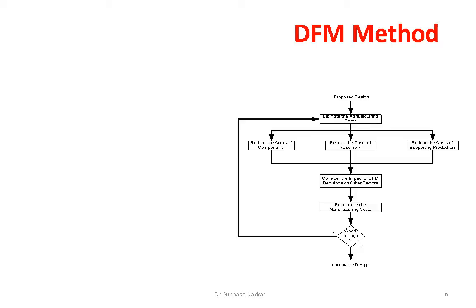DFM method. We go to first proposed design. We estimate the manufacturing costs. We reduce the cost of components. We reduce the cost of assembly. We reduce the cost of supporting production. Consider the impact of DFM decisions on other factors. Then we recompute the manufacturing cost. If it is good enough, we go to acceptable design. If it is no, we go back to estimate the manufacturing costs.